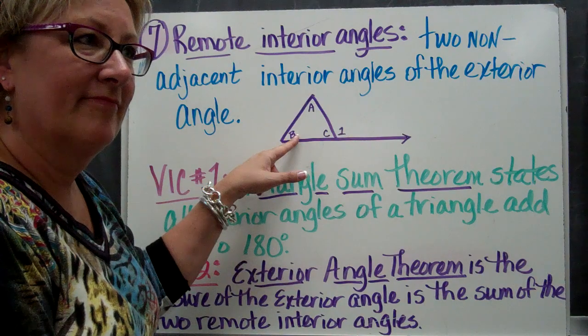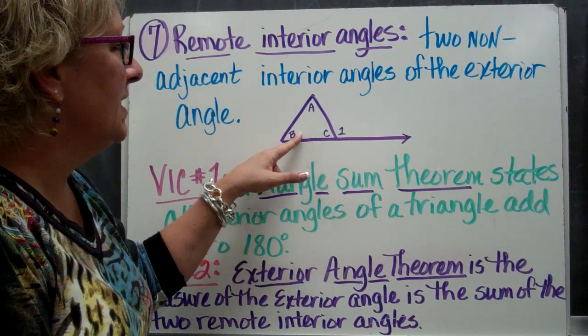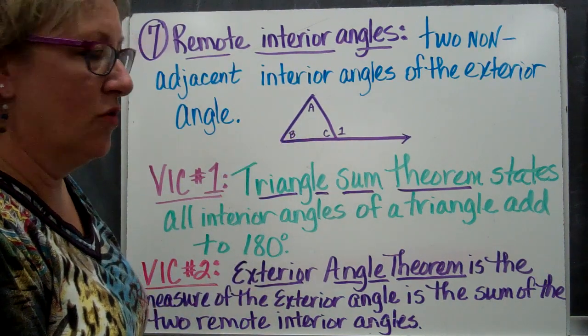Excuse that. A and B are going to be your interior angles that are going to be remote from your exterior angle 1.